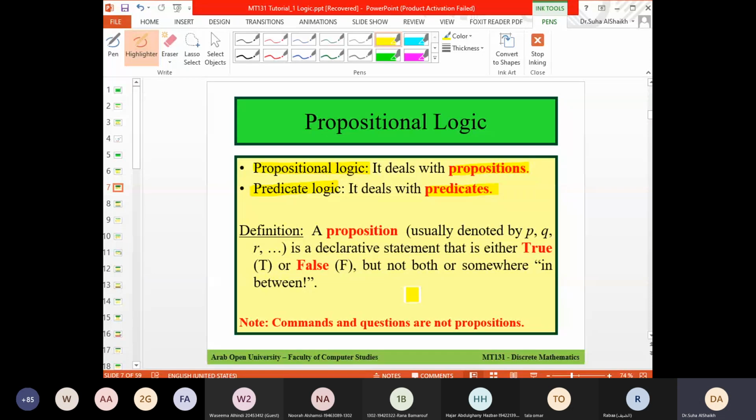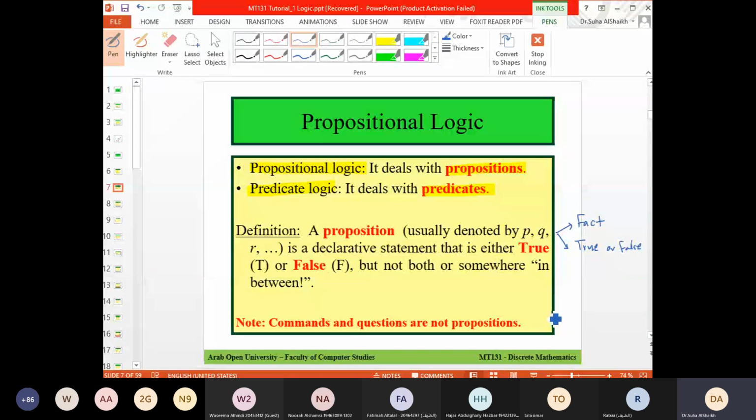So what does the word proposition mean? Proposition means a statement, a sentence with a fact in it, and this fact can be told to be true or false. So to say that I have a proposition, it is two things: I have a statement, and this statement must have a fact. What does fact mean? It means it has a truth, and this fact can be told to be true or false. Meaning when I read the statement, I can tell whether it is true or false.